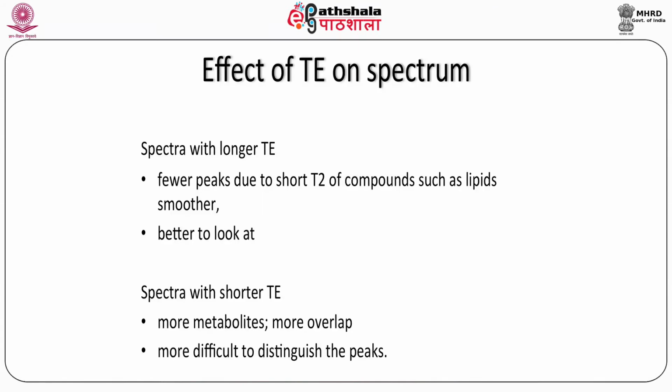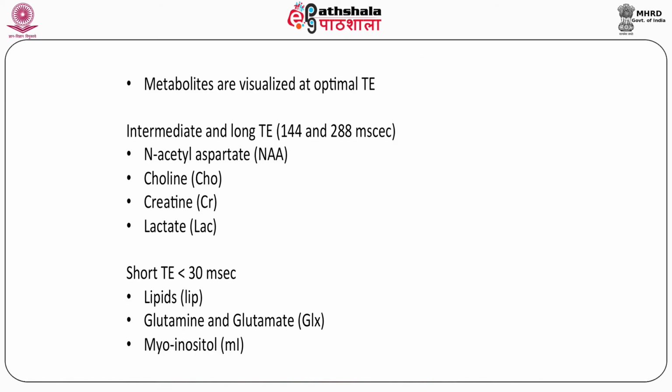Now let us examine the effect of TE on the spectrum. Spectra with long TE show fewer peaks due to short T2 of compounds such as lipids, which appear smooth. It is better to look at. In spectra acquired at a short TE, you see more metabolites but more overlap, and it is more difficult to distinguish the peaks and metabolites. Metabolites are always best visualized in the optimal TE.